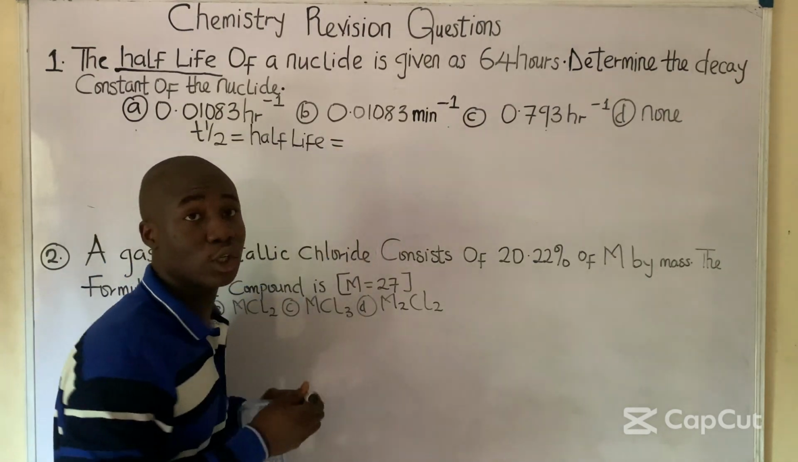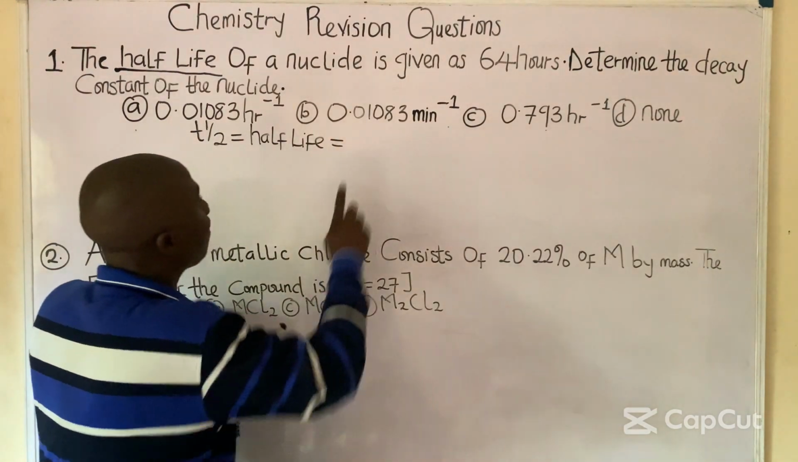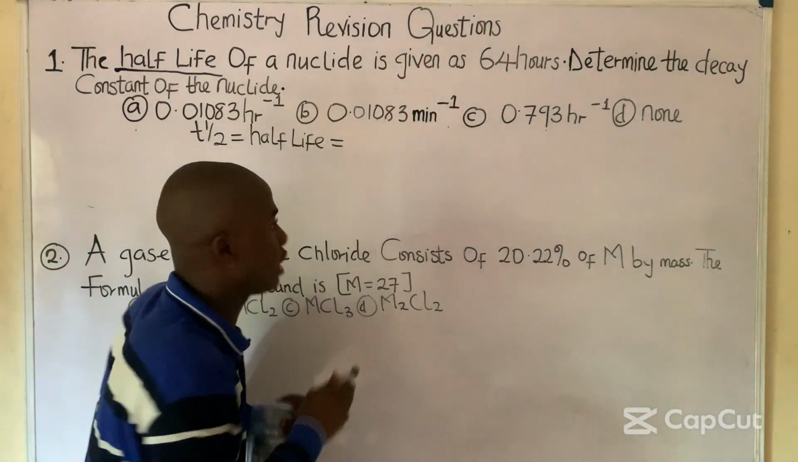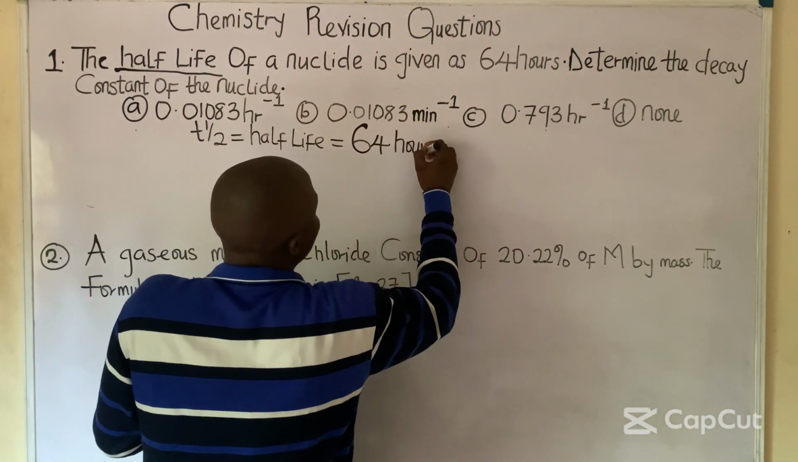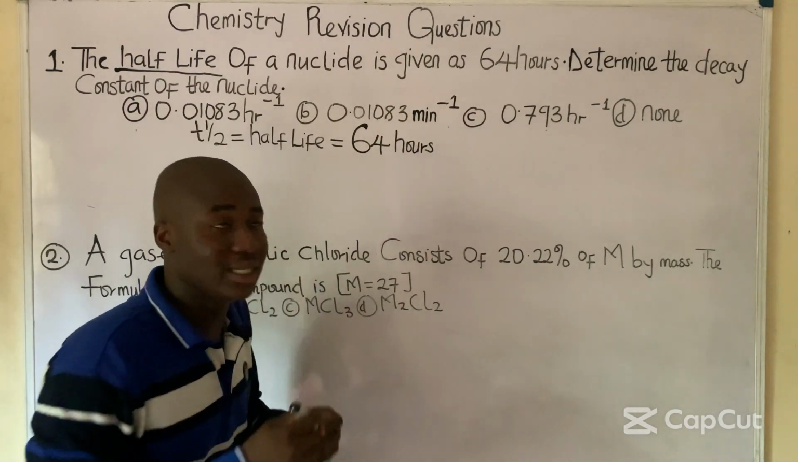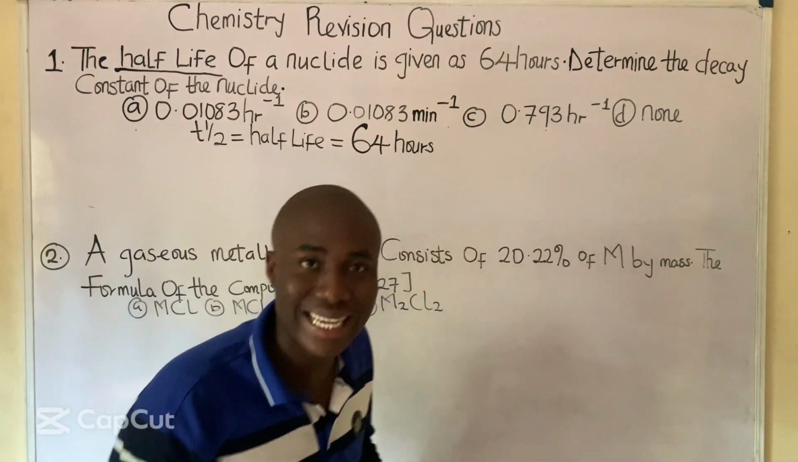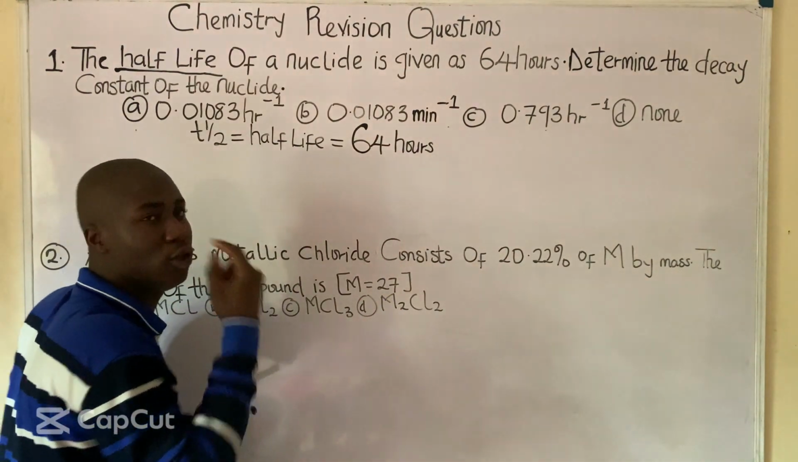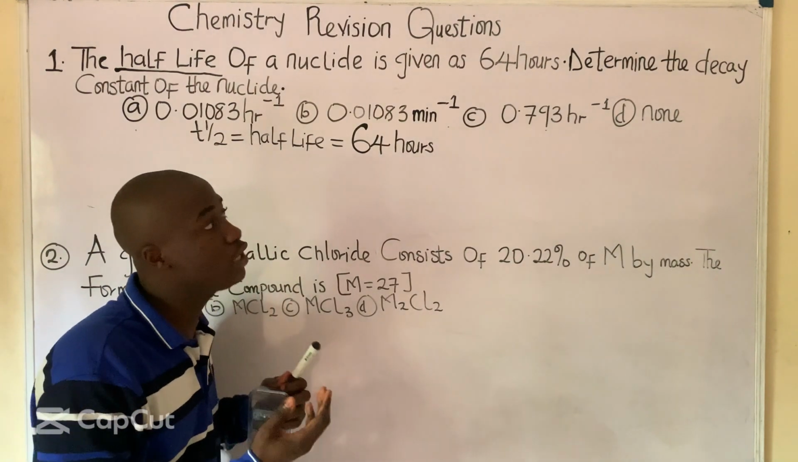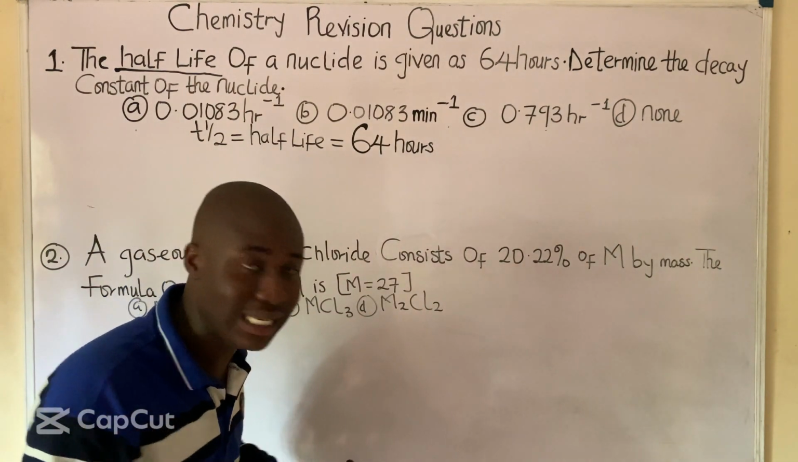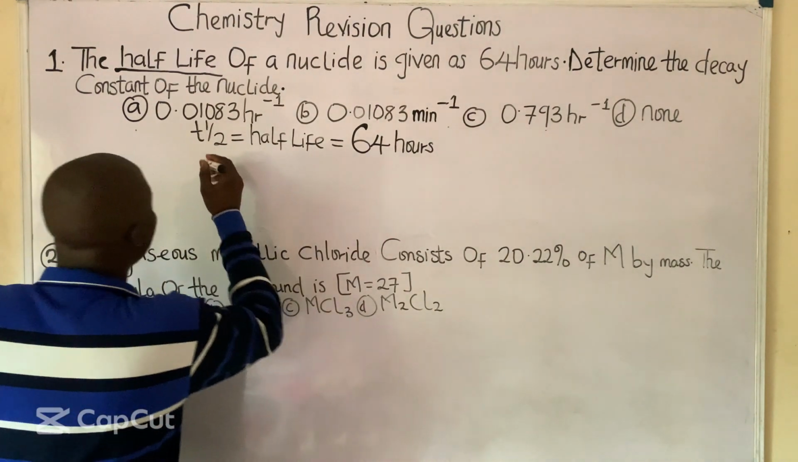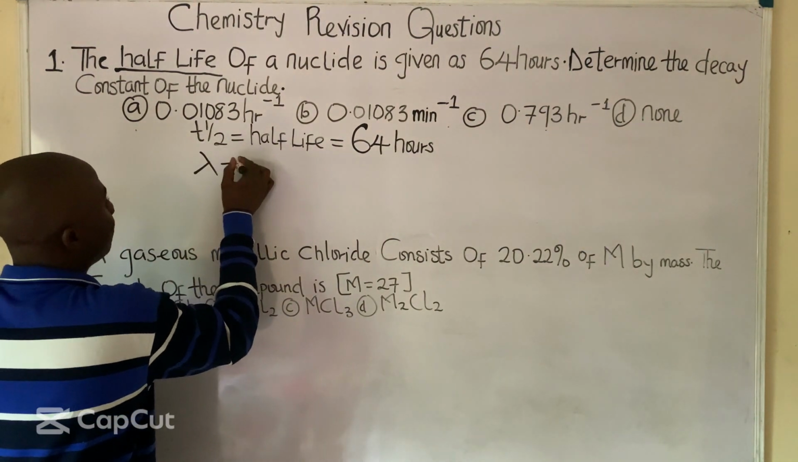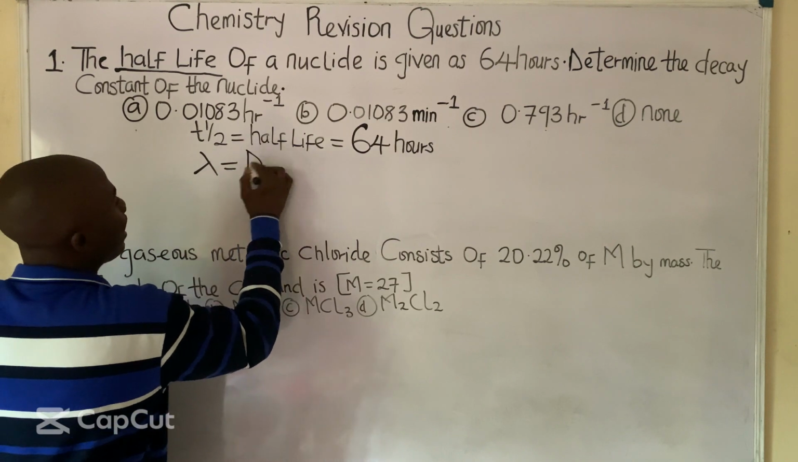And according to the question, what's the half-life? The half-life is given to be 64 hours. So I will simply come here and write 64 hours. Now, the question says, determine the decay constant of the nuclide. So next, we need to know the symbol to denote decay constant. It is simply a lambda. Okay, so this is decay constant.